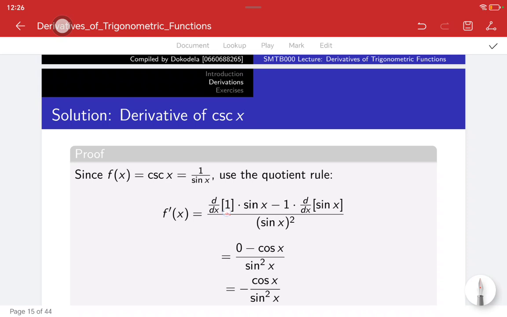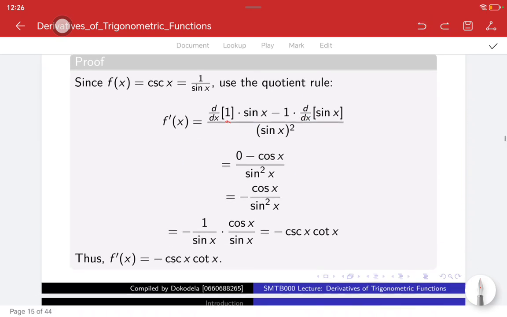We use quotient rule. Do the same thing. We derive the numerator first. We keep the denominator. Minus, we derive the denominator, we keep the numerator, and then we square the denominator. Then this will be 0 because the derivative of a constant is 0. 0 minus cos x, because the derivative of sin x is cos x. Then from here we have a negative cos x over sin squared x.